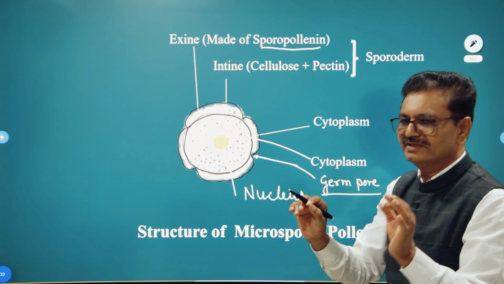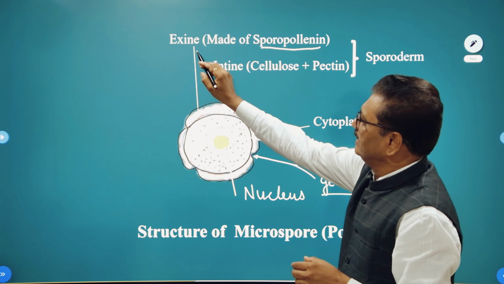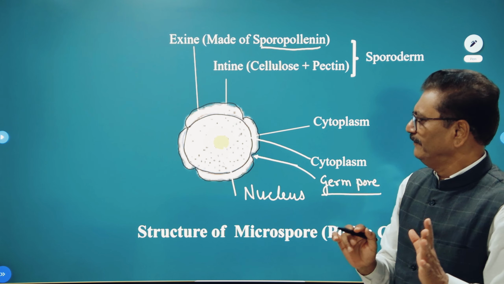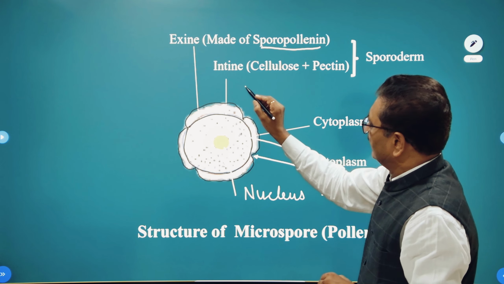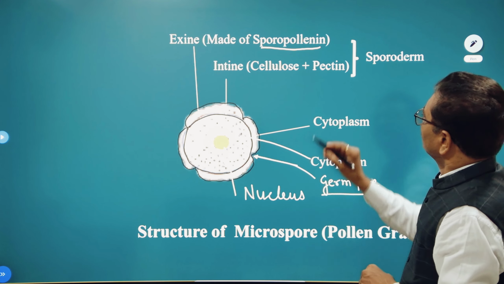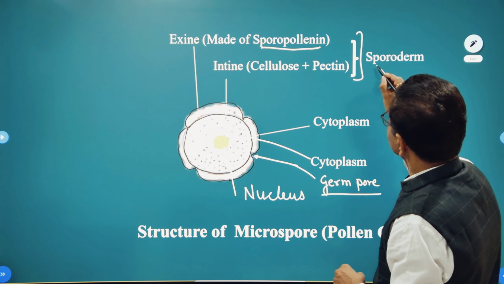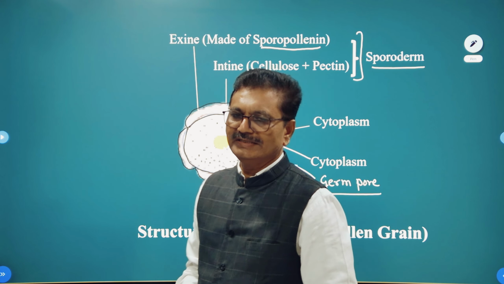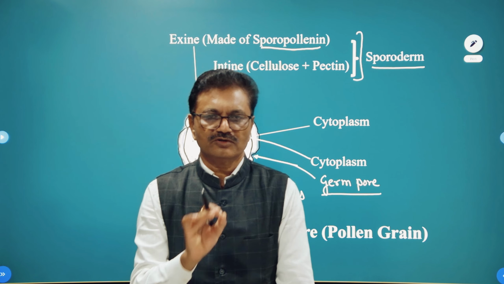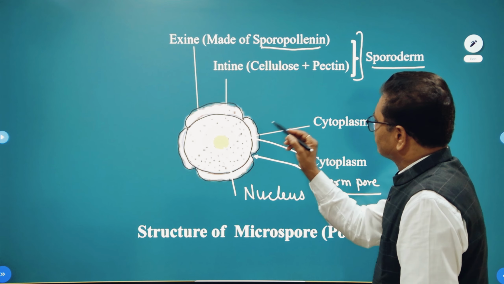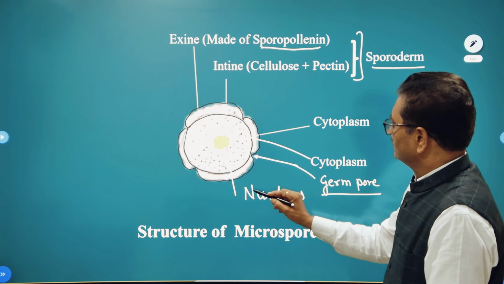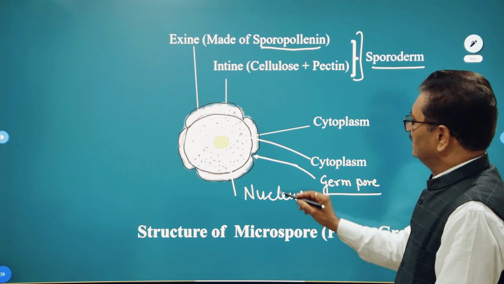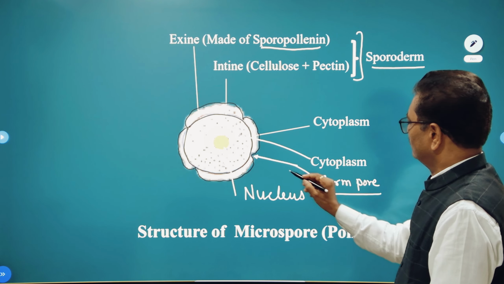सो हम एक बार फिर से देखते हैं, रिवाइज करते. एक्साइन इज मेड अप ऑफ स्पोरोपोलेनिन, एक टफ वॉल होती है. इनर वॉल इंटाइन मेड अप ऑफ सेलुलोज एंड पेक्टिन. ये दोनों को मिला के हम क्या बोलते हैं, स्पोरोडर्म. सो वॉल ऑफ पोलन ग्रेन इज कॉल्ड स्पोरोडर्म. इनसाइड दैट विल गेट साइटोप्लाज्म एंड न्यूक्लियस. और जहाँ पर थिन एरियाज है उसको हम बोलते हैं जर्म पोर.